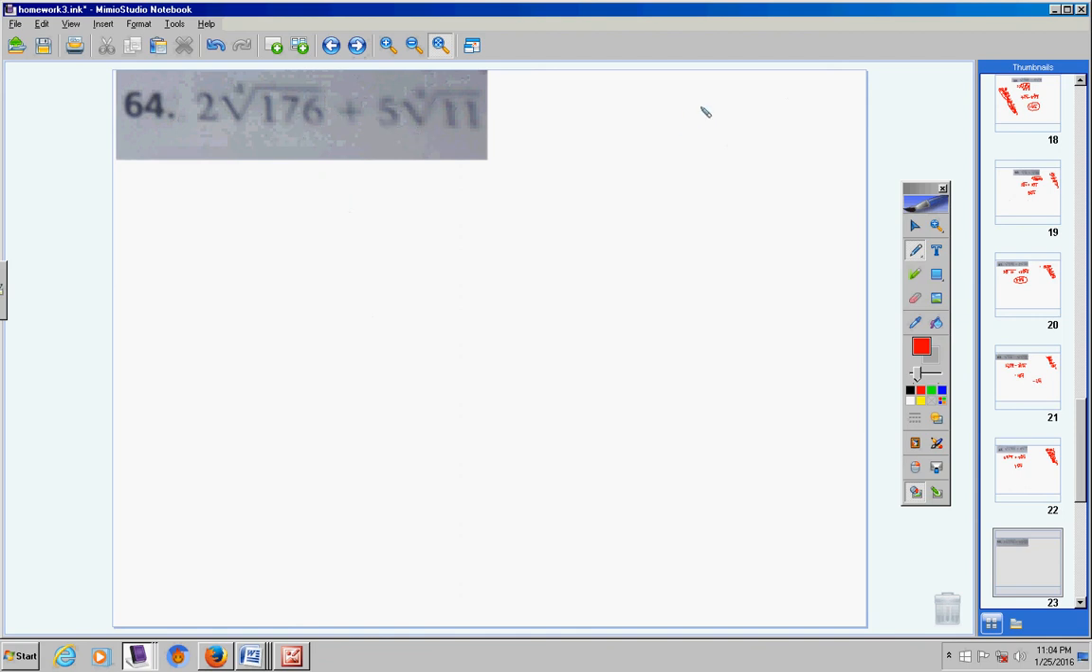Let's take 176 and break it down. 2 goes into it 88 times, 2 goes into this 44 times, 2 goes into this 22 times, 2 goes into this 11 times. Now, I'm looking for sets of 4, and look at this, I have 4 2s, so cross off 4 2s, put 1 2 on the outside. There's already a 2 on the outside, and I'm left over with 11. Positive 5 times the 4th root of 11.